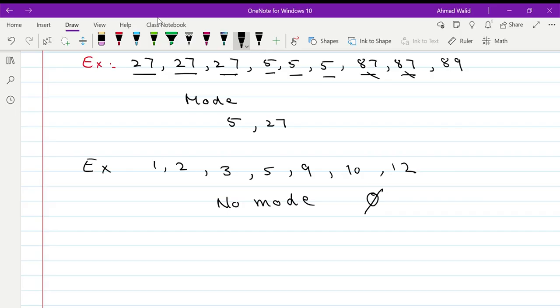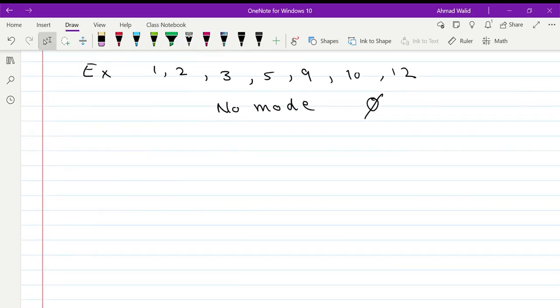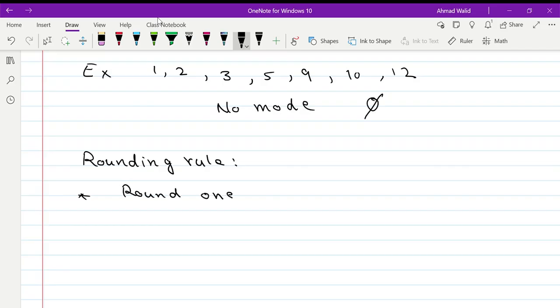One more thing about rounding rules, then I'll stop the lecture, but I'll make a second part for this. 3.2, rounding rules. Two easy rules when you are rounding a number off. Rule 1: round one more decimal place than what they give you.